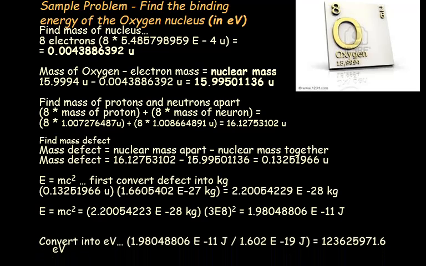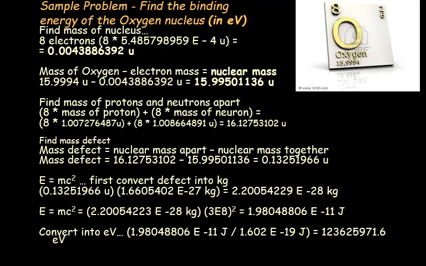E equals mc squared, and we get our energy. We can convert to electron volts. And so we have a major amount of energy here holding this nucleus together. That is 123 million, almost 124 million electron volts holding this nucleus together.